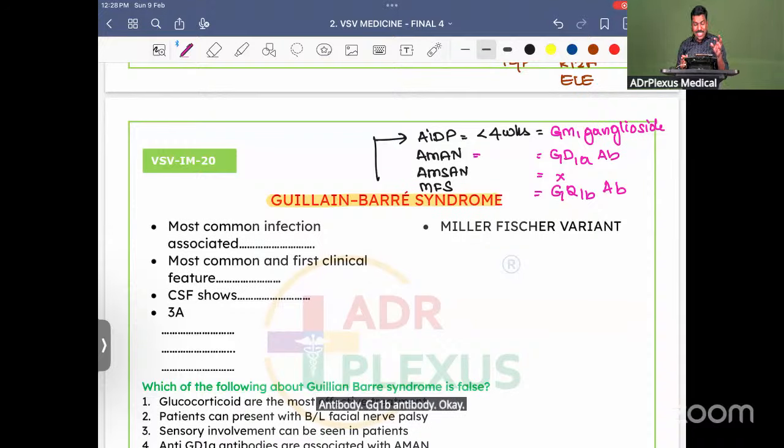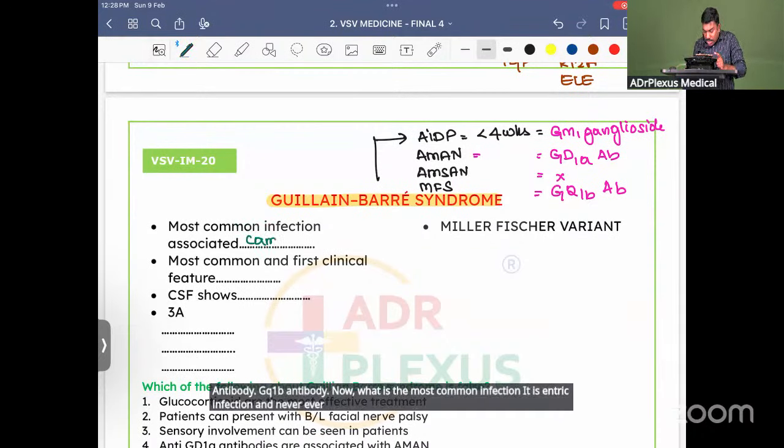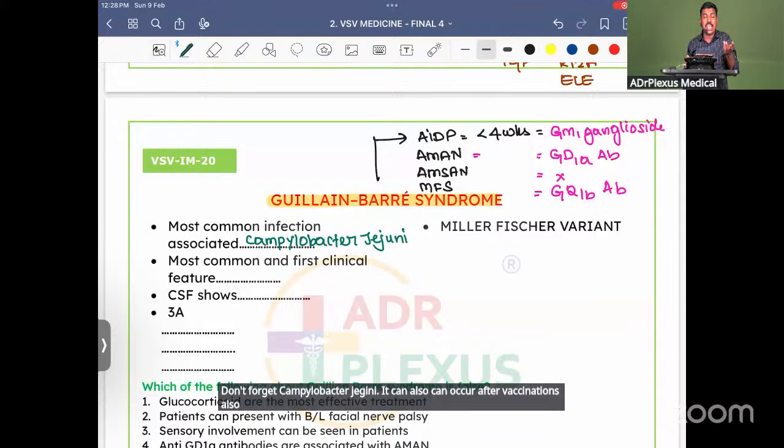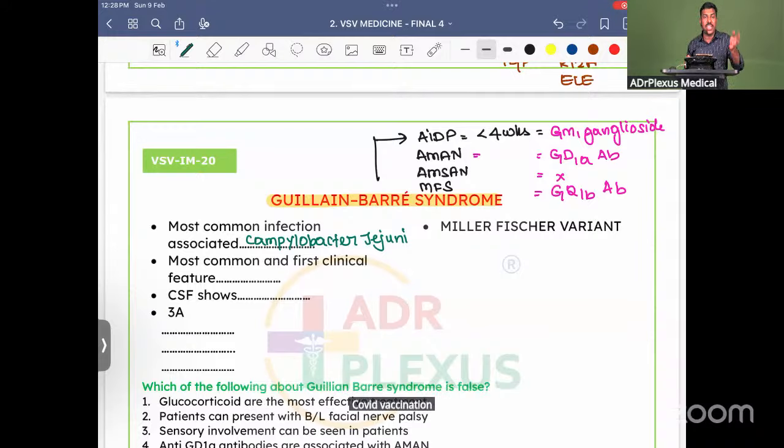Now, what is the most common infection? It is enteric infection, and never ever forget Campylobacter jejuni. Okay. It can also occur after vaccinations. Sometimes even after infections like Zika virus infection, COVID vaccination, rabies vaccination, it can occur.